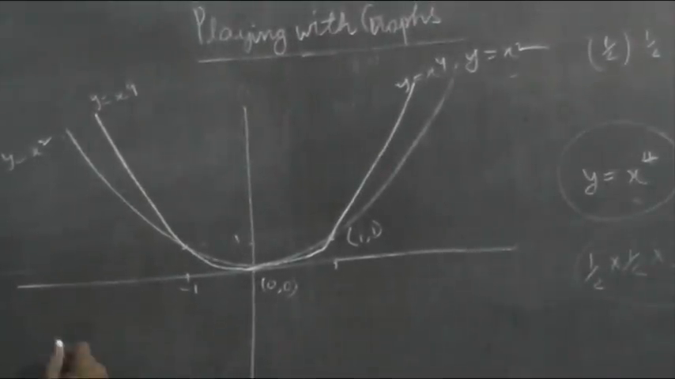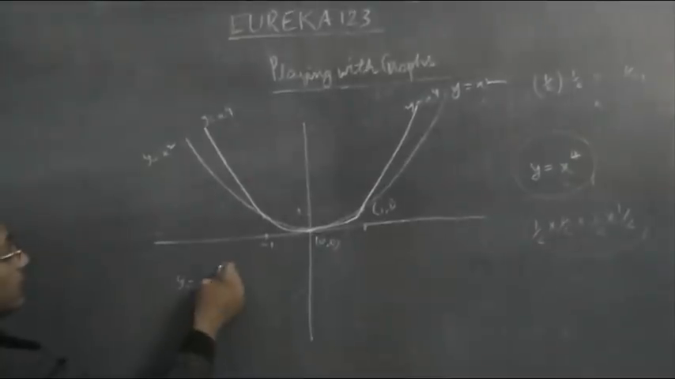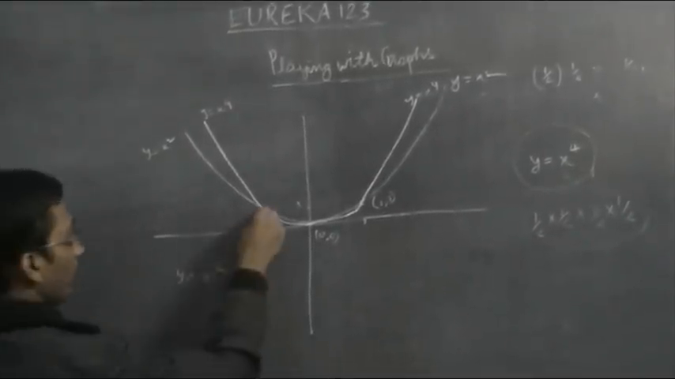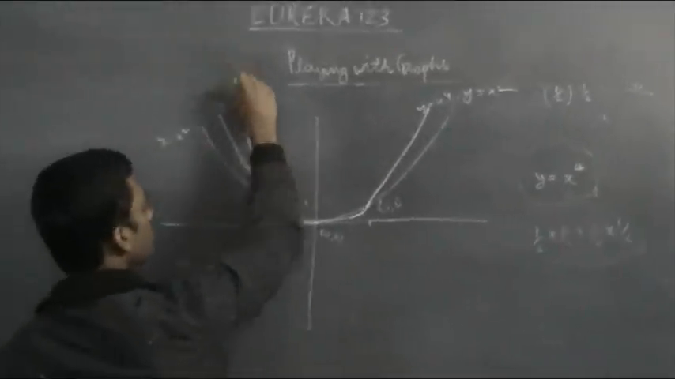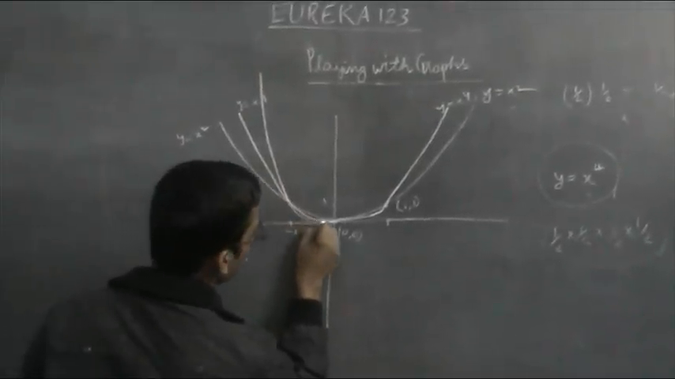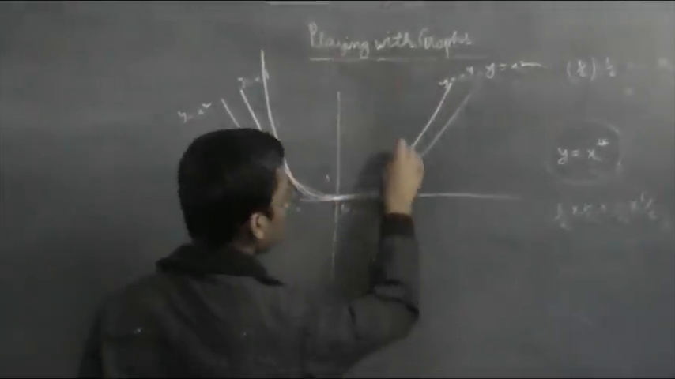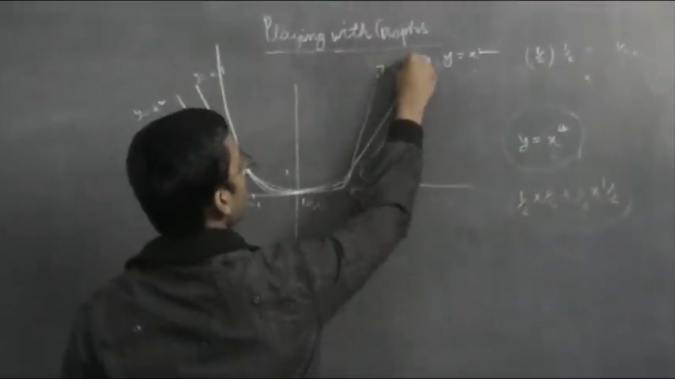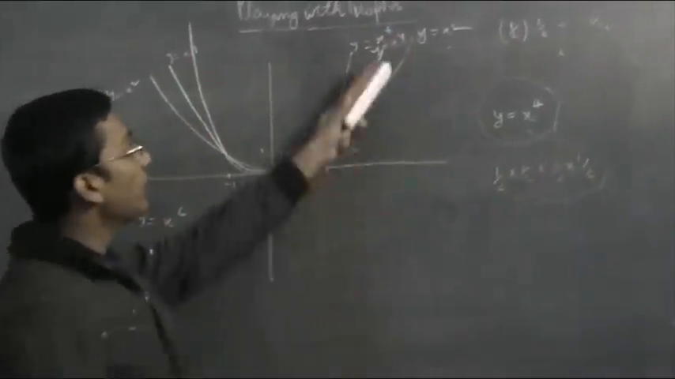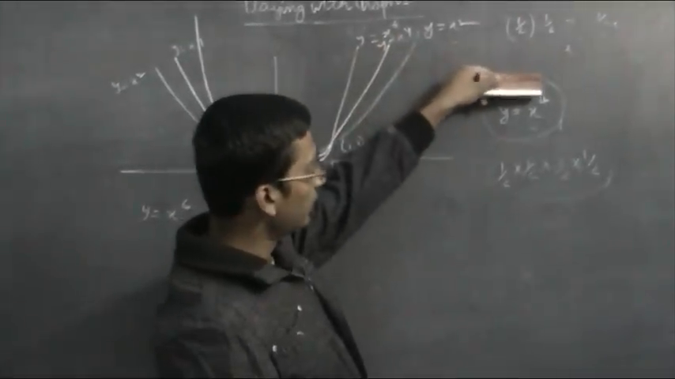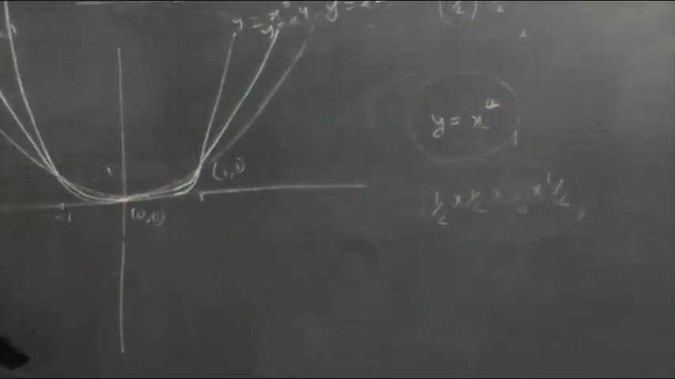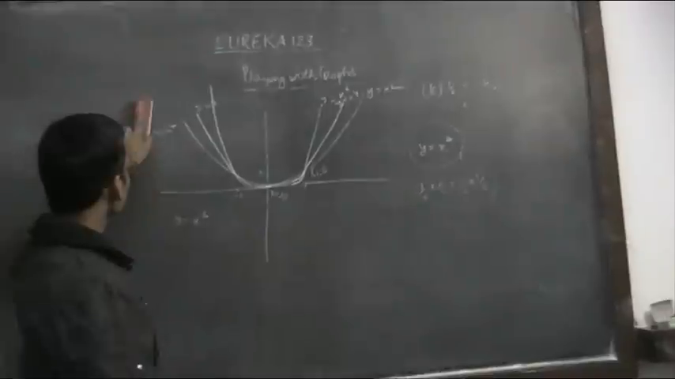Similarly, if you have to draw y equals x to the power 6, it will be above x to the power 4, below x to the power 4, below x to the power 4 and then above x to the power 4. This is y equals x to the power 6. What we are doing is now we are taking even powers of x's here. We will take odd also.